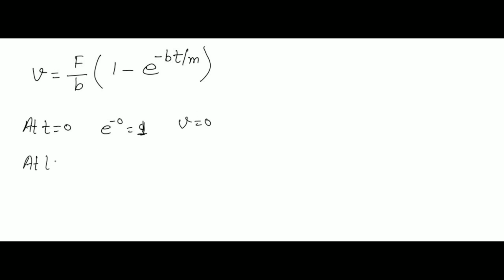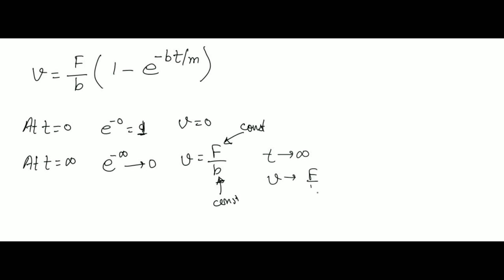See what happens at t is equal to infinity. At t is equal to infinity, this exponential part will become e raised to power minus infinity, which goes to 0. Then the velocity is F by b. F was the constant force given in the problem, and the drag force was some constant times velocity. This is also a constant. So when the time is going very large, at infinite time, like infinite in physics, it means to be large. If time goes to infinity, then the velocity goes to F by b, that is a constant.